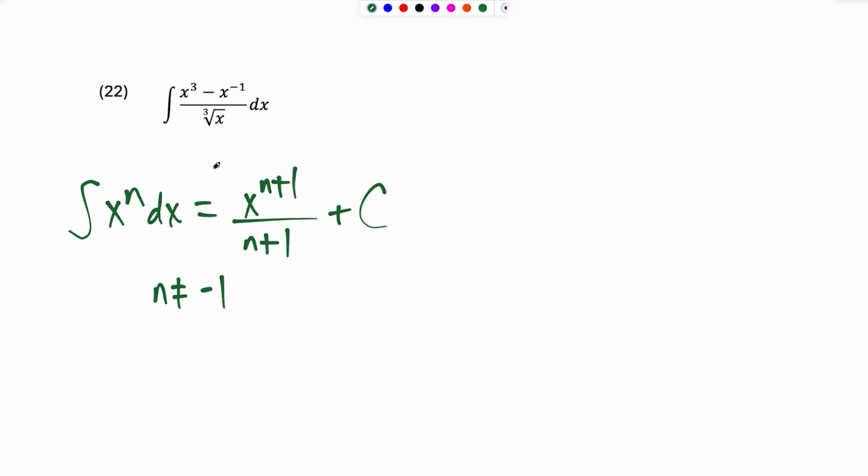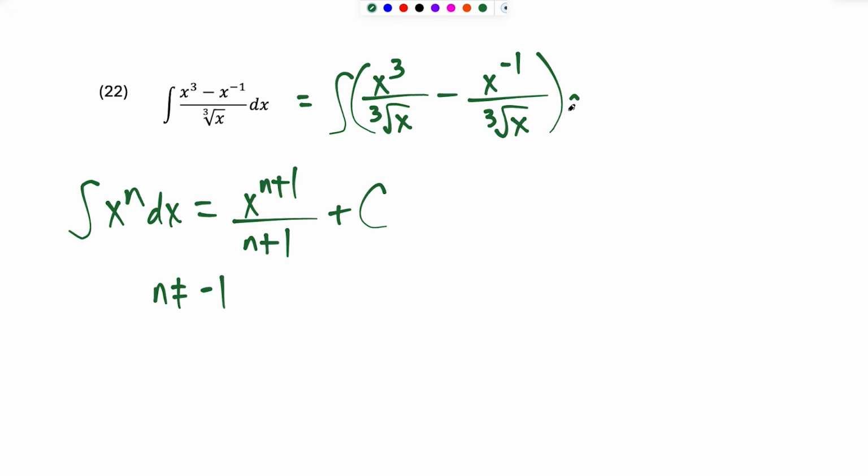But before we start, remember this phrase, algebra before calculus. Do not just jump into these questions and try to do the calculus right away. Try to see if there's any algebra you could do first that will clean this up. And in this case, we could do this algebra. We could divide each term by the cube root of x. So we could say x to the third over cube root x, and then we have minus x to the negative 1 divided by the cube root of x. And then we tack on dx at the end.